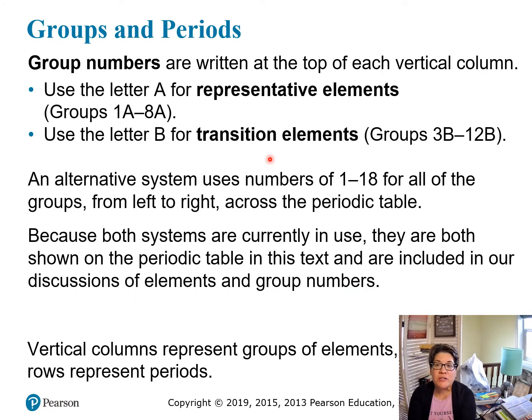Okay, the groups are numbered in different ways. We use groups 1A through 8A for what we call the representative elements, and then we use B's for the transition elements. So those are the ones we kind of skip. Those are named 3B to 12B. In some periodic tables, you'll see that they're numbered just 1 through 18 straight across. There are 18 different groups in the periodic table, so it just depends on the table that you're using. And then, of course, the periods are numbered 1 through 7.